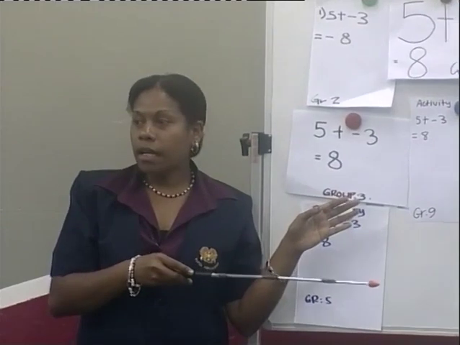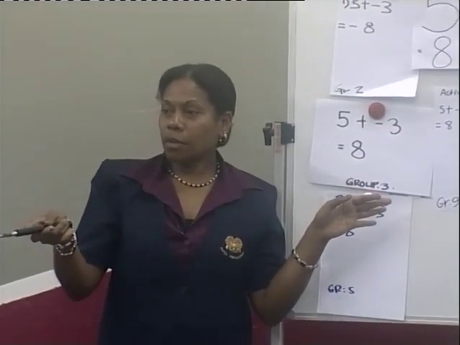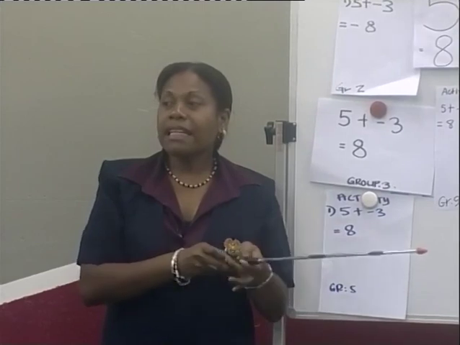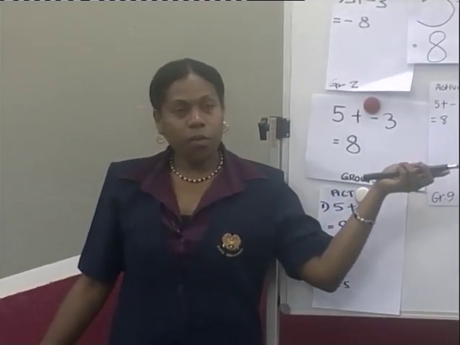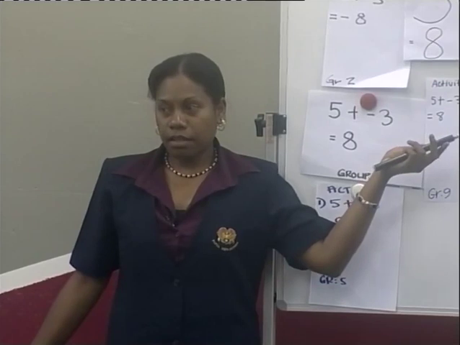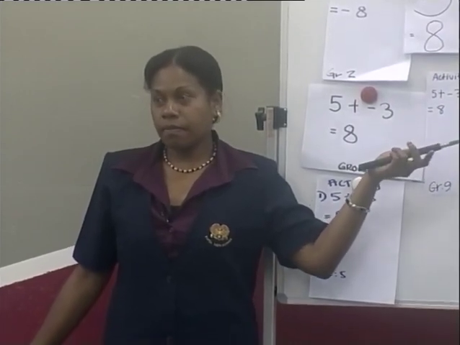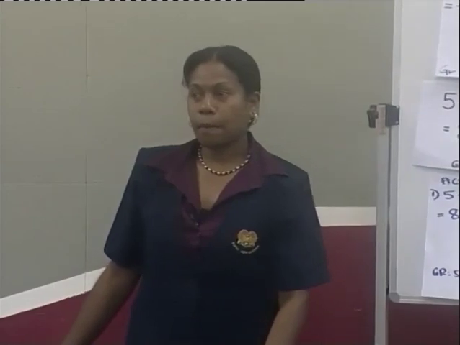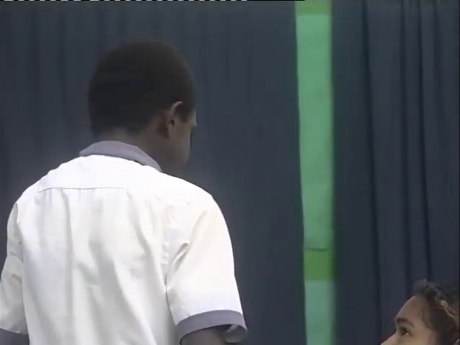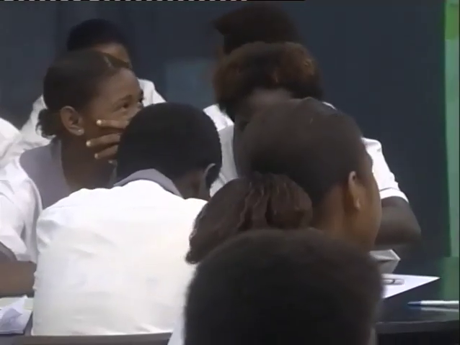Okay, thank you, Mark. Simon, why did they subtract 5 and 3? When adding a positive number and a negative number, we subtract and we get the sign of the larger number. Okay, you others heard that? Yes. And you agree with his explanation?